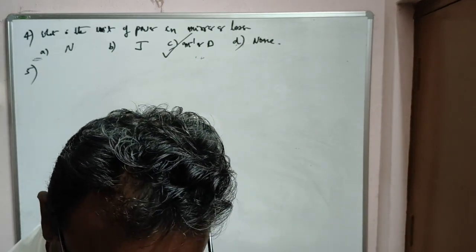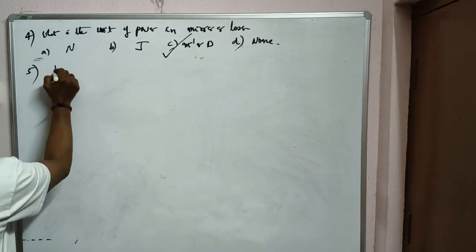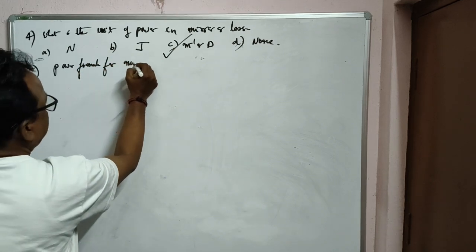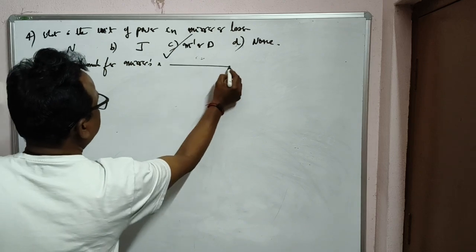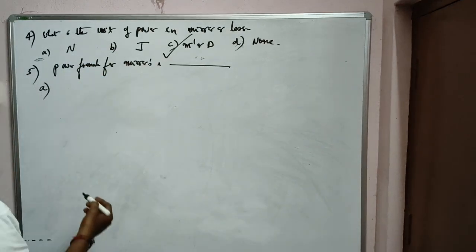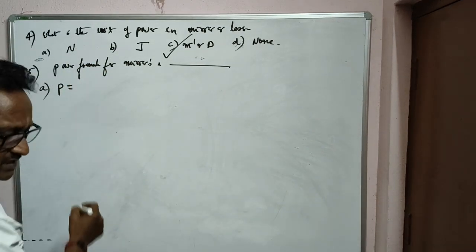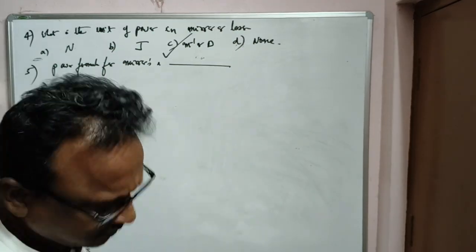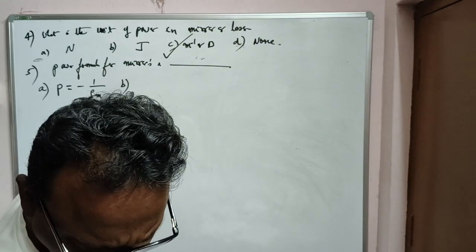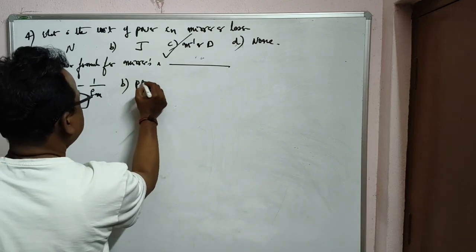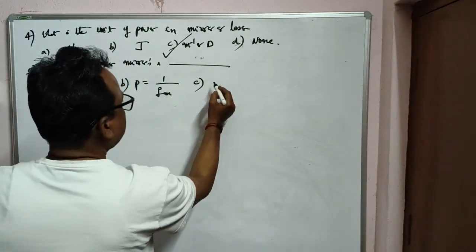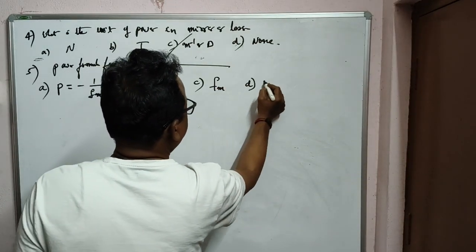Fifth question. Power formula for mirrors is dash. A. Already this was also discussed in the class, the before video. Okay, he has given some choice also. P is equal to minus 1 by F in meters. B. P is equal to 1 by F in meters. C. F in meters. D. None.